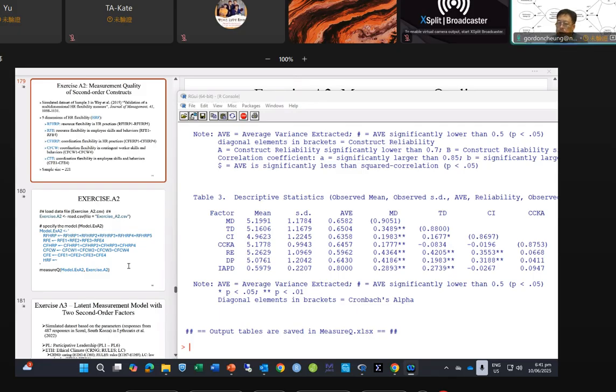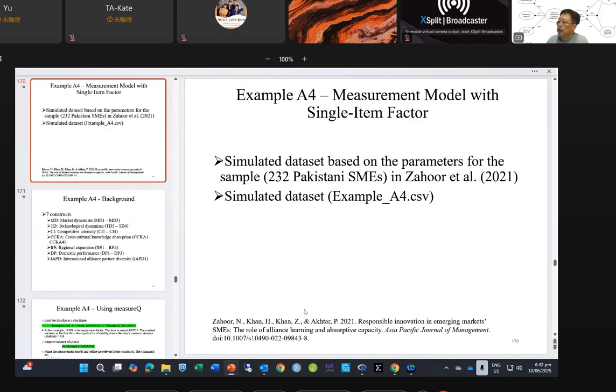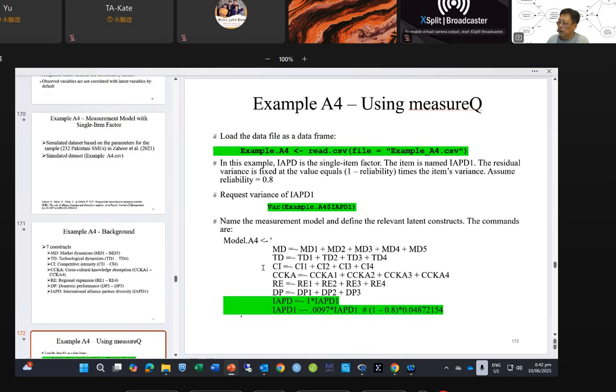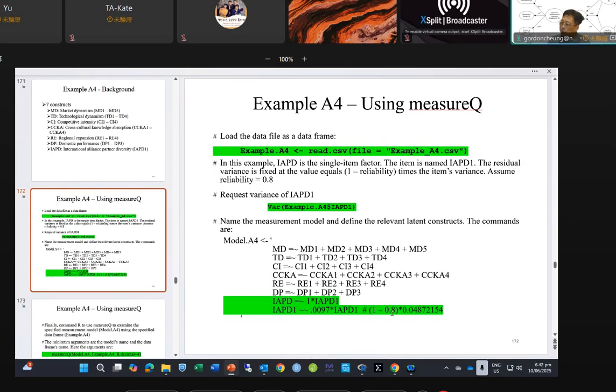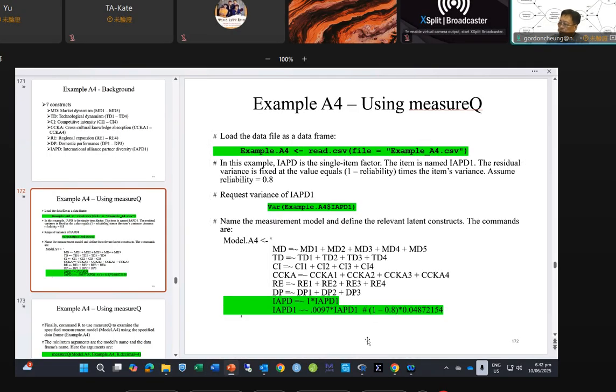That's the question from Sally. And from Mavis, in our example, we fixed the reliability to 0.8. How can I know it is 0.8? Can we fix it at 0.7 or 0.9? Yes, you can fix it at 0.7 or 0.9. Okay, so you need to justify why you put 0.8 or 0.7 or 0.9. If you cannot justify, simply put 0.